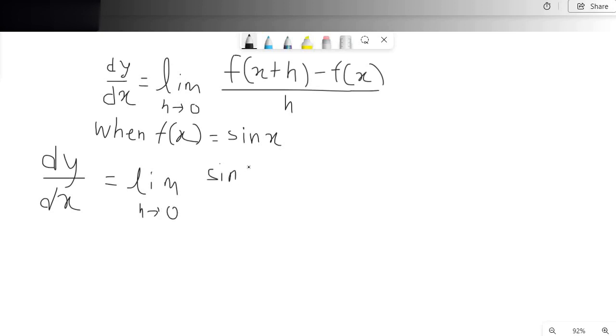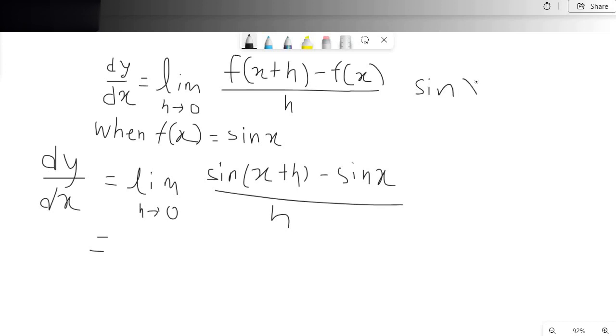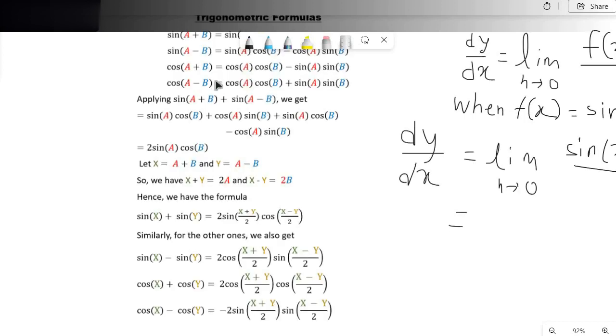Here we have sin(x + h) subtracted with sin x, whole divided by h. And if you remember one of the formulas where we had sin x minus sin y, we had 2 cos((x + y)/2) sin((x − y)/2). Just a reminder of the formula. Here is our required formula.